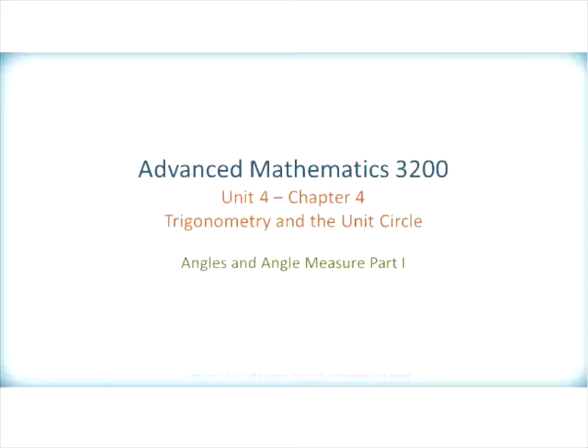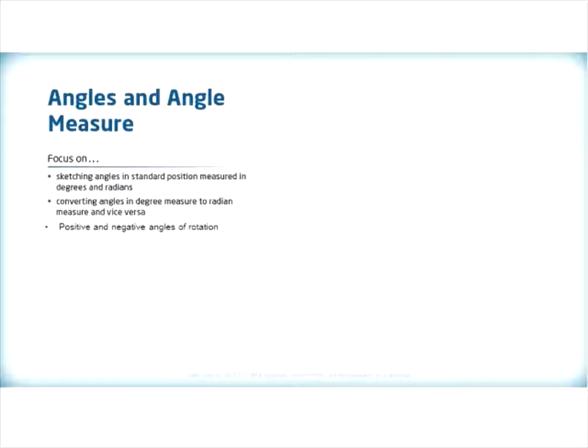Okay, in this session we're going to have a look at angles and angle measures, part 1, from Unit 4, Chapter 4, Trigonometry in the Unit Circle. In this lesson we're going to focus on a couple of things. We're going to focus on sketching angles in standard position, measured in both degrees and radians. We're going to learn how to convert angles in degree measure to radian measure and vice versa. We're going to have a look at positive and negative angles of rotation.